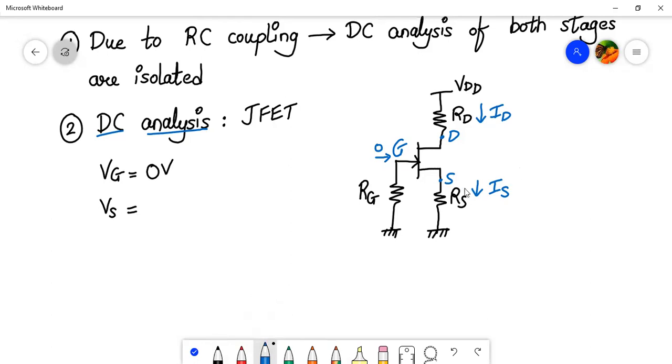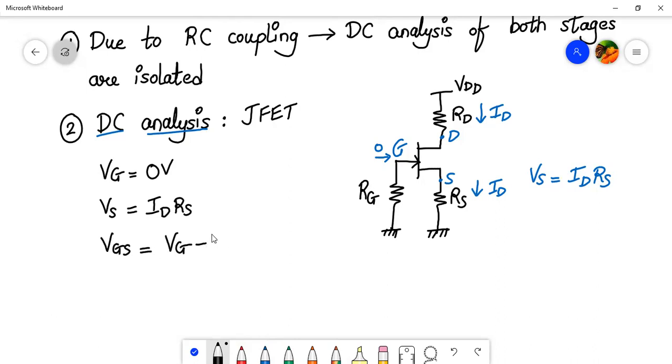From here, VS can be written as IS into RS, or we can write it as ID; ID and IS are the same. So we can write VS is equal to ID times RS. Now, how can we write VGS? VGS can be written as VG minus VS. VG is 0, so VGS will be equal to minus ID into RS.